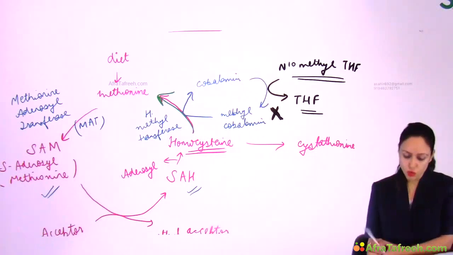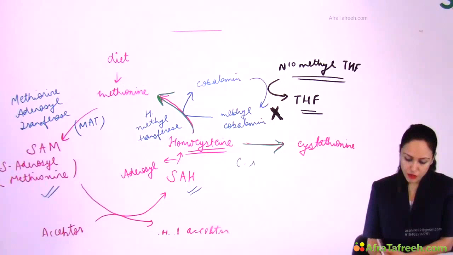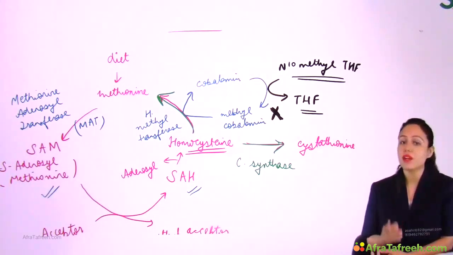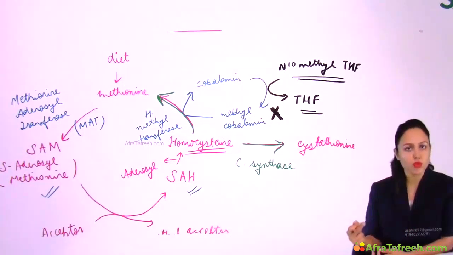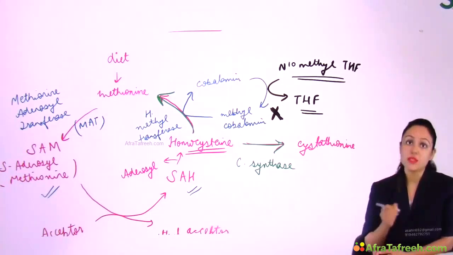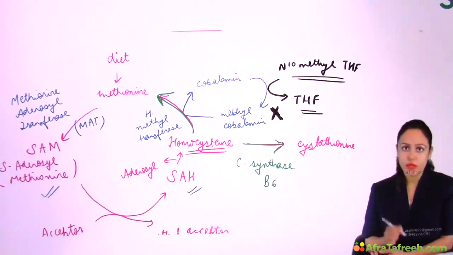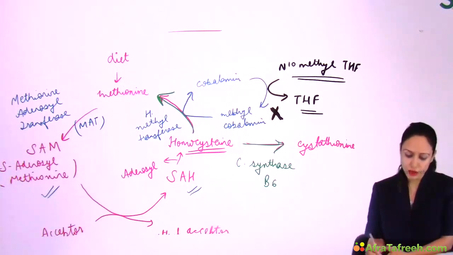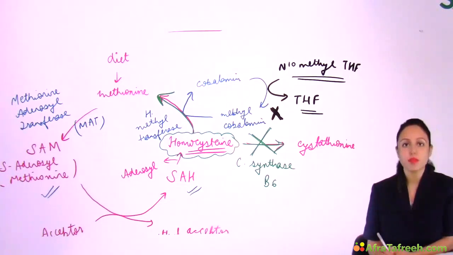Now let's see the other route, that is homocysteine to cystathionine formation. Here the name of enzyme is cystathionine synthase. You know that whenever I write synthase means ATP is not used, right? If I write synthetase means ATP will be used. Okay. Now this enzyme cystathionine synthase requires vitamin B6. So you tell me, in B6 deficiency what will happen? In B6 deficiency, this step will not occur, so homocysteine will accumulate in blood, right?